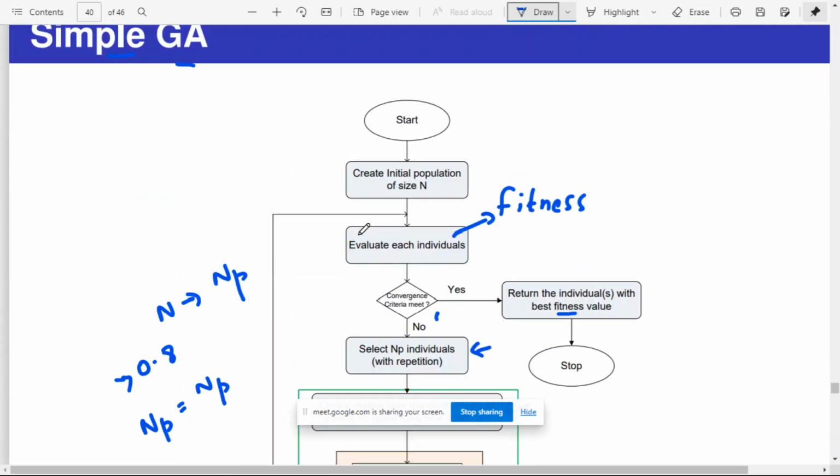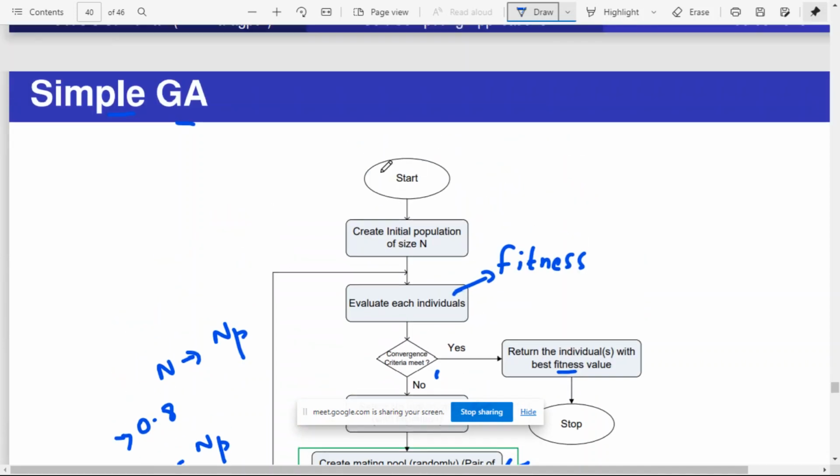Now once again we evaluate the fitness of all the individuals, and we take the one with the highest fitness score, and we check whether the convergence criteria is met or not. If the convergence criteria is met, then stop the process, right? Otherwise, again continue this process. So this is how the simple GA works.